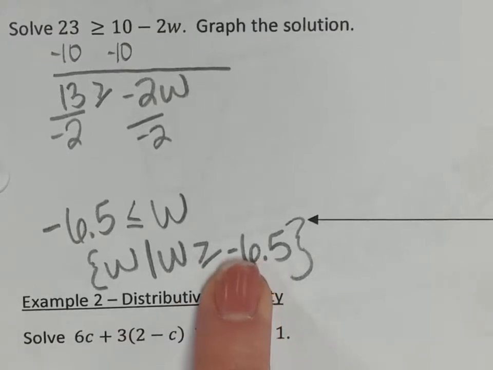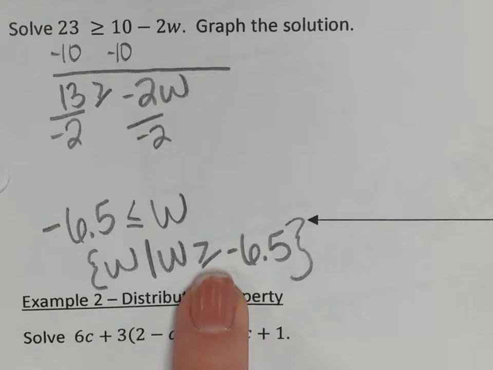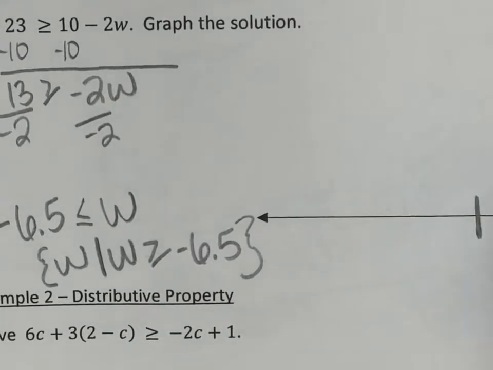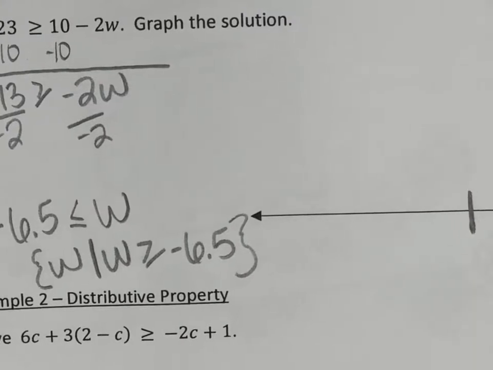So it has to be 6. Ethan, are you okay with this right here? Okay. All right, so if we want to graph it, what is the number that has to be on our graph? Careful.